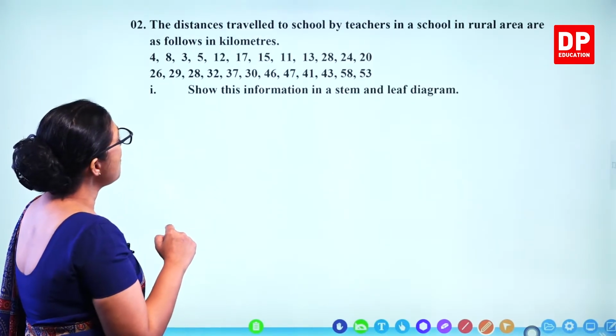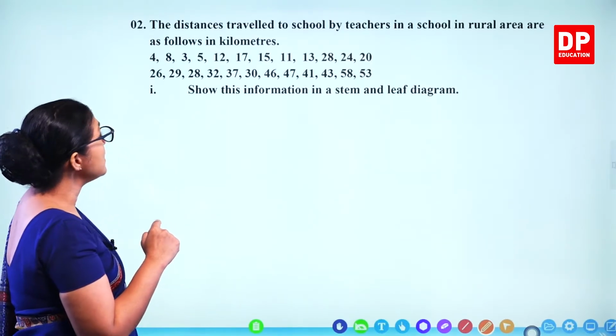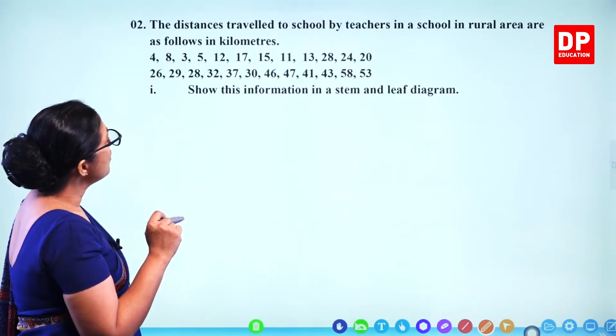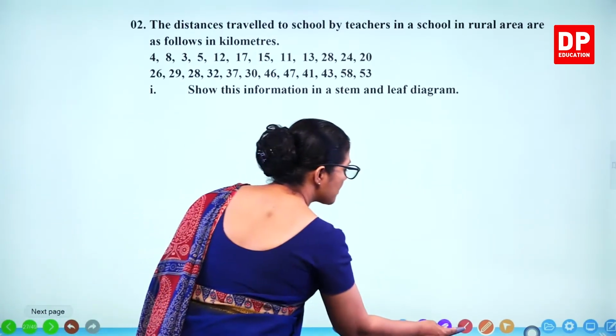The distances traveled to school by teachers in a school in a rural area are as follows, in kilometers. Show this information in a stem and leaf diagram. So how do you construct the stem and leaf diagram?